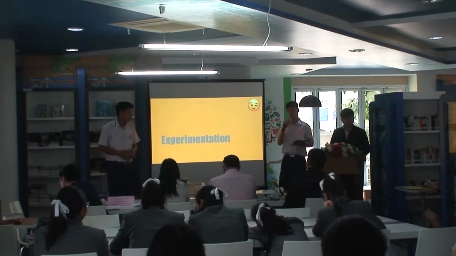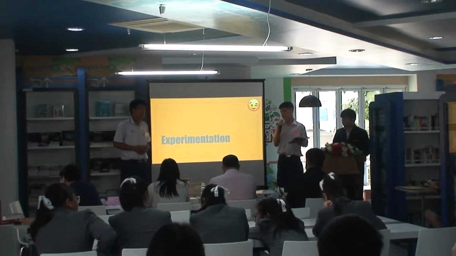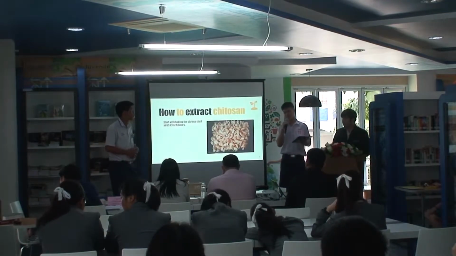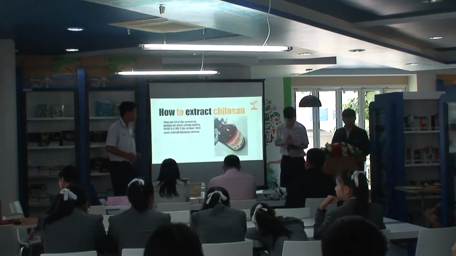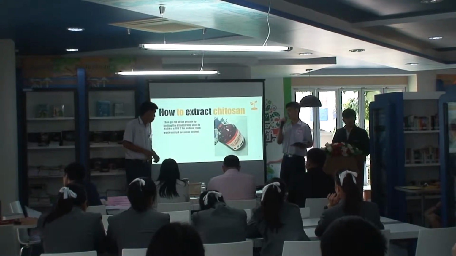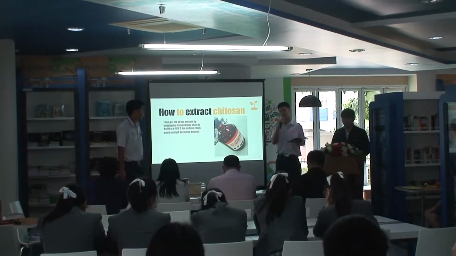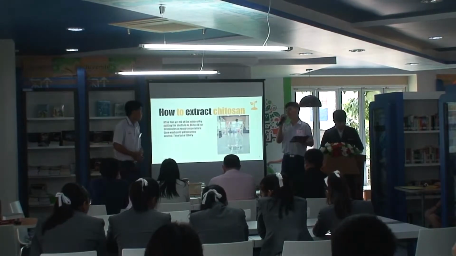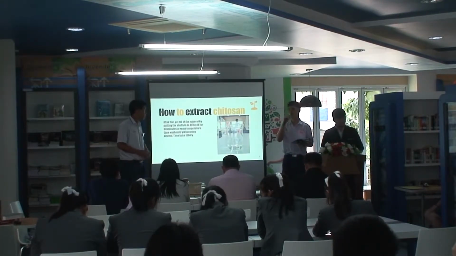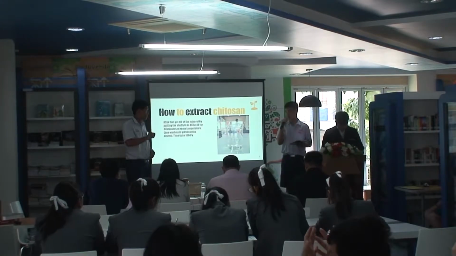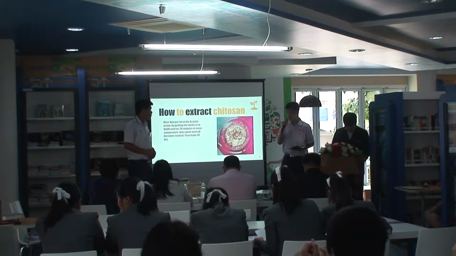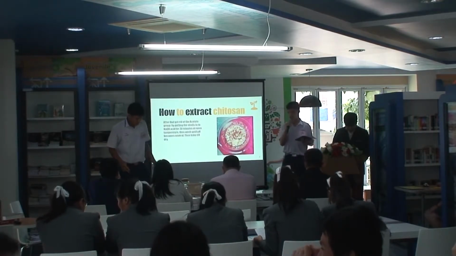To start with our experimentation, we need to start with extracting the chitosan, which we start by baking the shrimp shells until they're dry. After that, we need to get rid of the protein in a process called deproteinization. After we get rid of the protein, we need to get rid of the minerals in a process called demineralization. After that, we will get a substance called chitin.